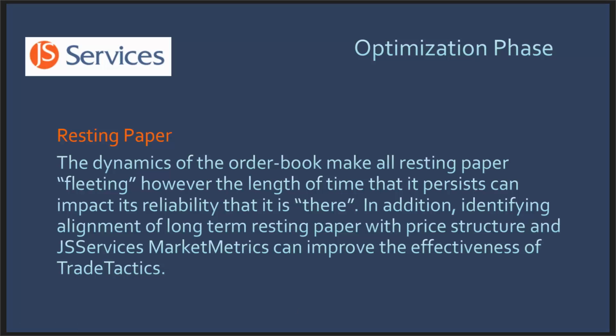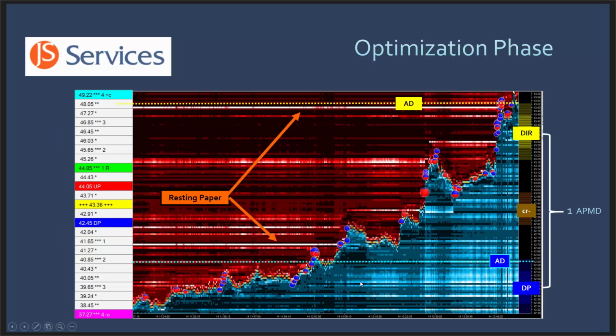So what else can help us in the order book? So, resting paper. The dynamics of the order book make all resting paper fleeting. So you have to acknowledge that it can be gone in a flash. However, the length of time it persists can impact its reliability that it's there. In addition, identifying alignment of long-term resting paper with price structure and JSServices market metrics can improve the effectiveness of a trade tactic. So this is how I like to use resting paper.